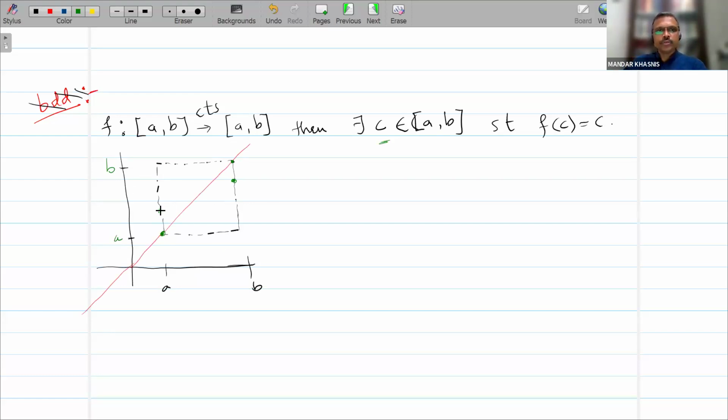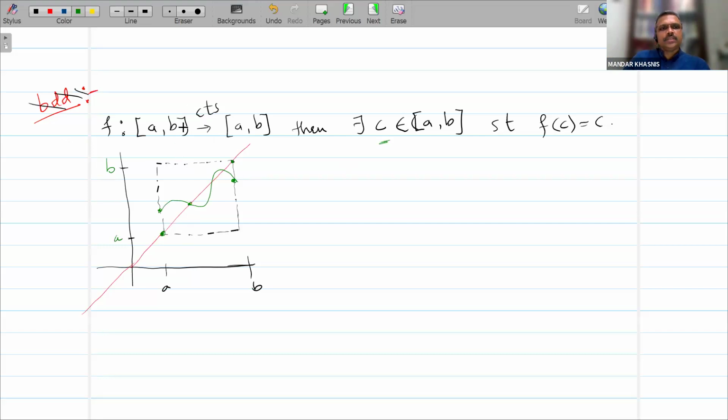Now when you try to join these two points, you can see continuity will force us to cut this line, y equal to x, at least once. And wherever it cuts, this is the fixed point of the function. Understand? So this is a very interesting result. It's known as the fixed point theorem for R, for the real line. And what it says is this.